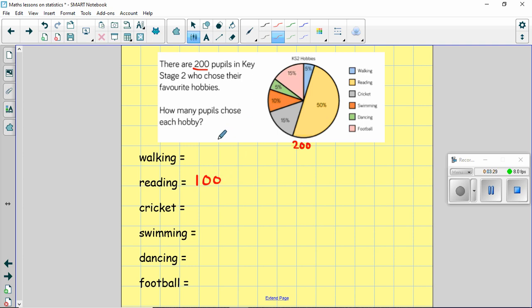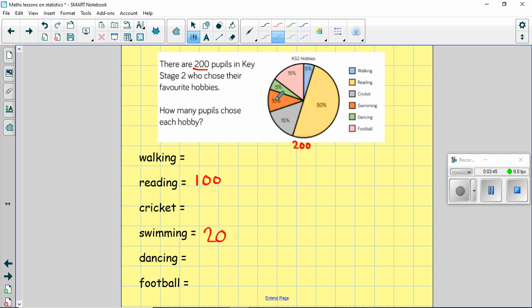I'm then going to do the next easiest, and I think the next easiest is the 10% one, so I'm going to do swimming. So I want 10% of 200, so I need to divide 200 by 10, and I get 20. So swimming is 20.